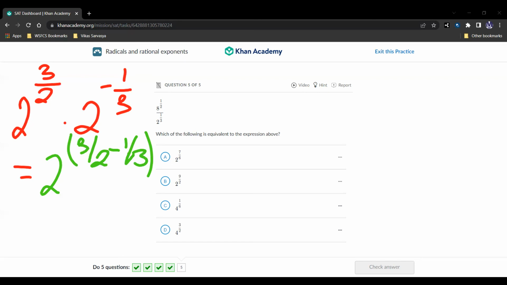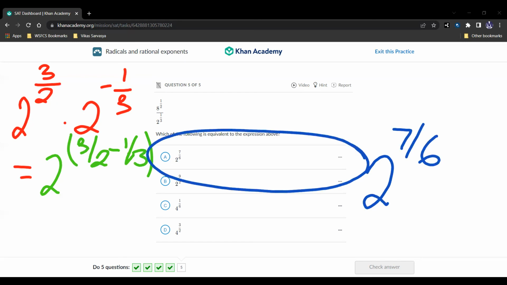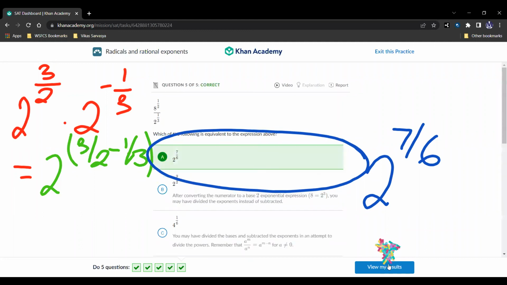If you're multiplying, it's going to be plus. If you're dividing, it's going to be minus. So we could do 3/2 minus 1/3, or 3/2 plus negative 1/3. Either way, you get the same thing, and 3/2 minus 1/3 is going to be 9/6 minus 2/6, or 7/6. This is going to end up being 2 to the 7/6, or answer choice A. And that is it for this topic.